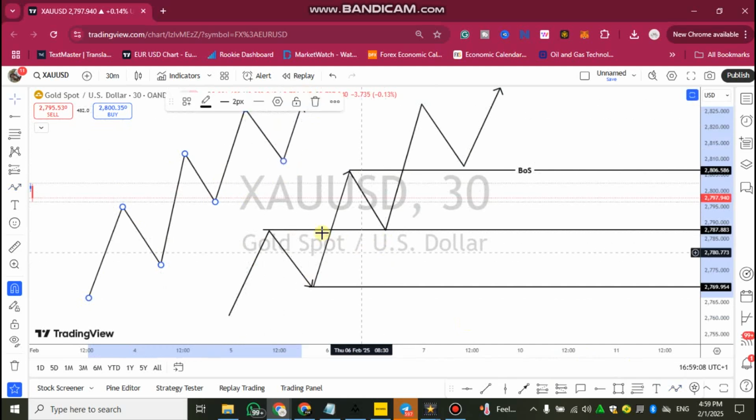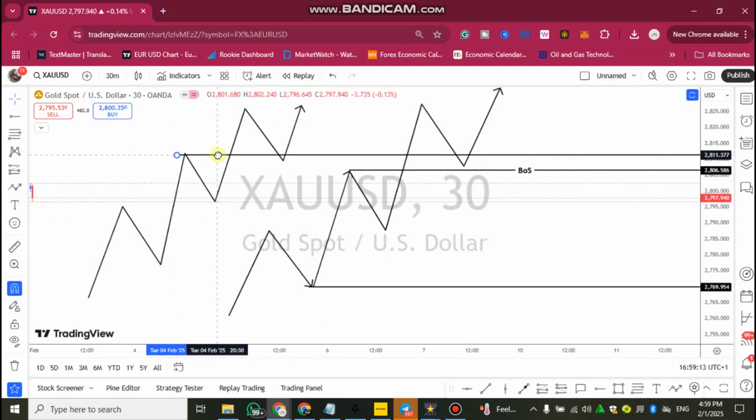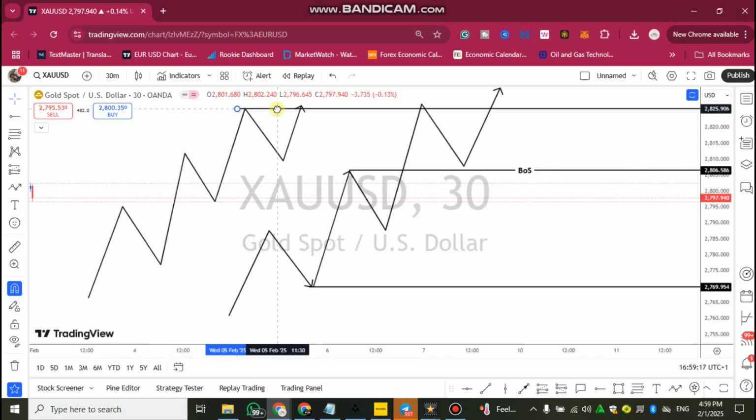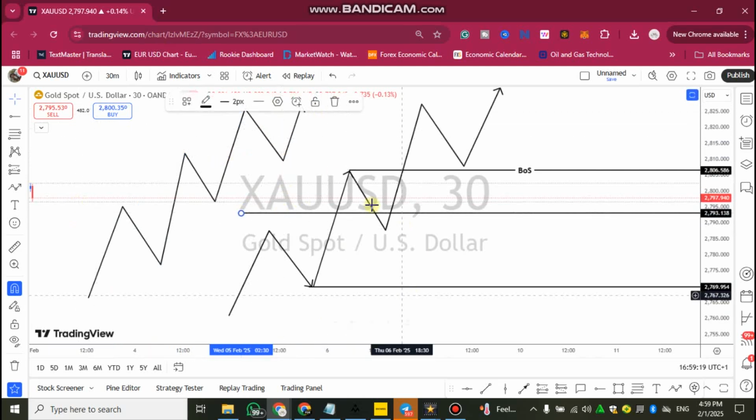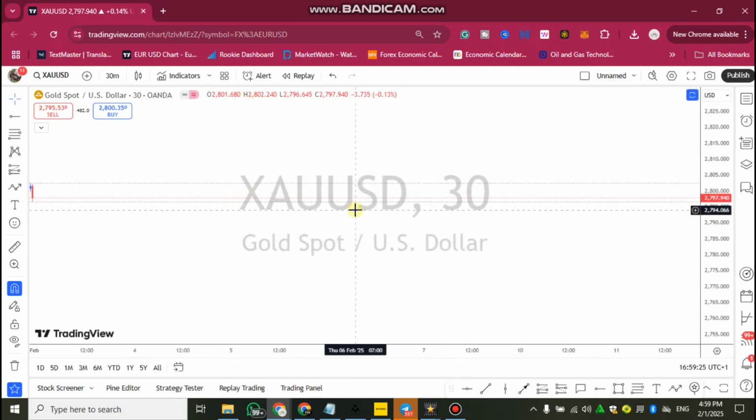Each time price breaks the resistance, is what you call a break of structure. It breaks the resistance, is what you call a break of structure, and it breaks the next resistance, is what you call a break of structure. Now this is a case of a bullish break of structure. Now in the case of a downtrend, it is quite the opposite of what I just did right now.